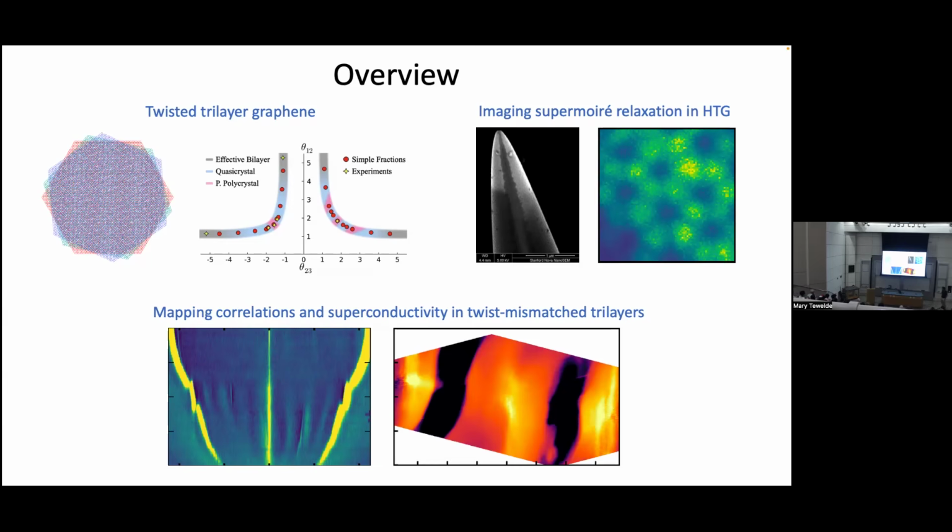And then with whatever time is remaining, hopefully there will be a little bit, I want to talk about the opposite limit, where the two twist angles are relatively mismatched, and we can use our local probe to kind of scan as a function of position and disentangle where strong correlation effects are dominant, and eventually even how that compares to transport in the exact same device.